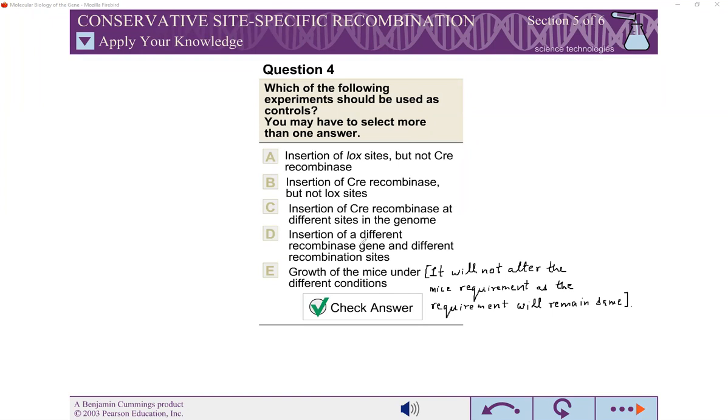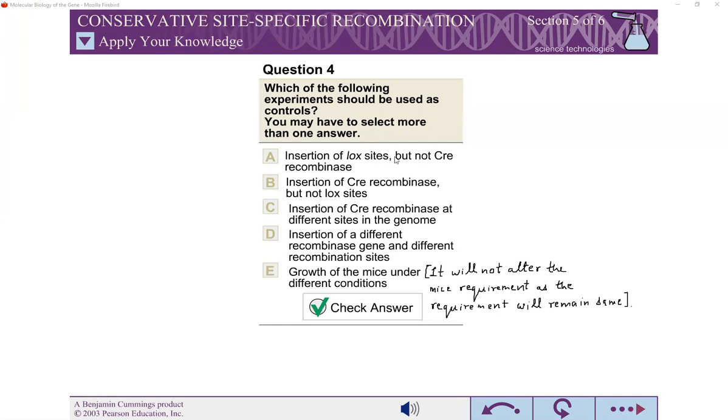Insertion of different recombination genes and different recombination sites. So you cannot insert different recombination genes and different recombination sites. You have to check the efficacy of that particular gene. So what has to be done? Insertion of the Cre recombinase at different sites in the genome? No, different sites in the genome does not make any effect because you didn't know about the size of the gene. So what has to be done?